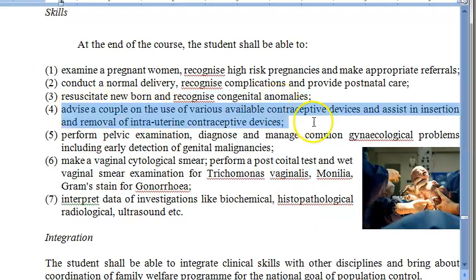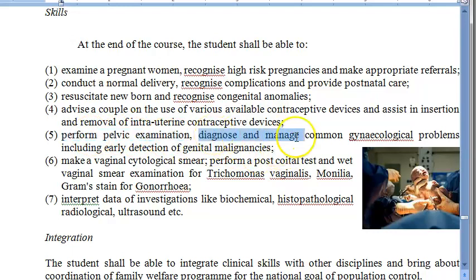Then coming to contraceptives, you should be able to advise on these and assist in insertion and removal of intrauterine contraceptive devices, IUDs. You should be able to perform pelvic examination, diagnose and manage common gynecological problems, and detect genital malignancies early. So cancer, etc. you should be able to detect. Make a vaginal cytological smear, perform post-coital test, wet vaginal smear examination for Trichomonas vaginalis, Monilia, gram stain for gonorrhea.